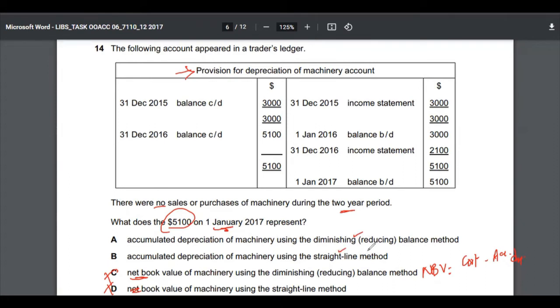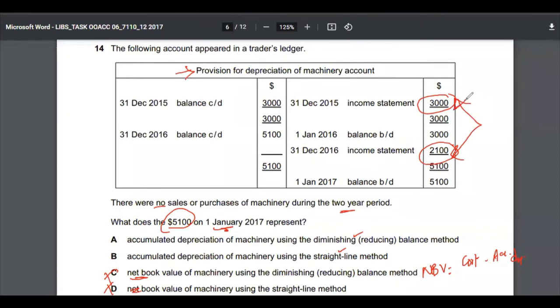How would you determine whether the company is using the diminishing or reducing balance method or the straight line method? You would look at the actual depreciation expense. In 2015, the depreciation expense was $3,000. In 2016, the depreciation expense was $2,100. So the depreciation expense is not the same, right?